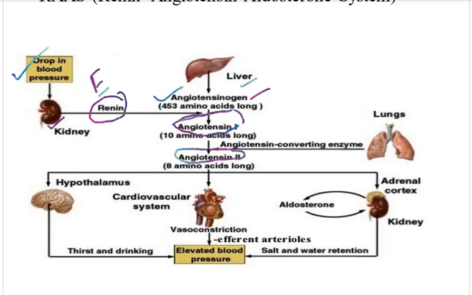Okay, the moment angiotensin 1 is activated, it is also converted into angiotensin 2. Look, the size of this hormone also decreases. This is 10 amino acids long, now it becomes 8 amino acids long. The smaller the structure, the more proactive it can be in doing its work.